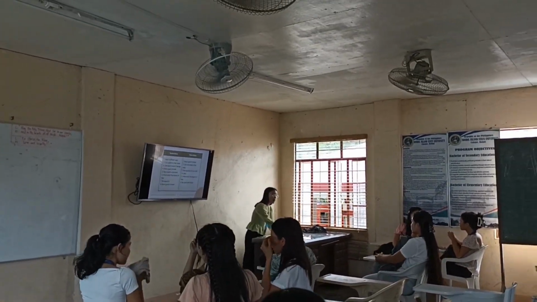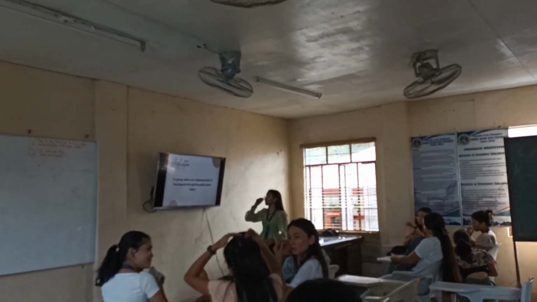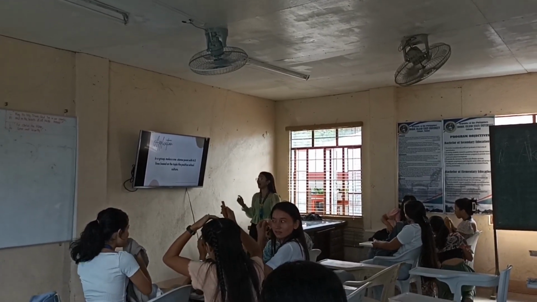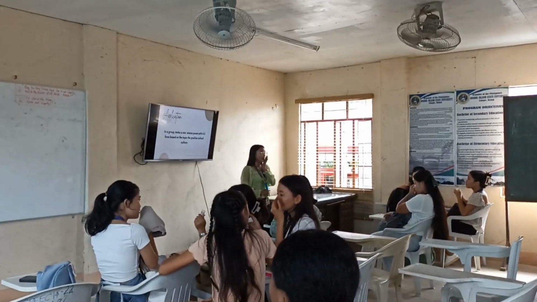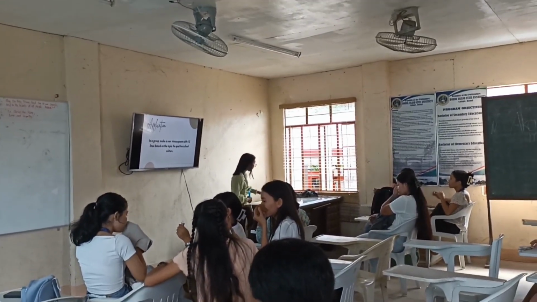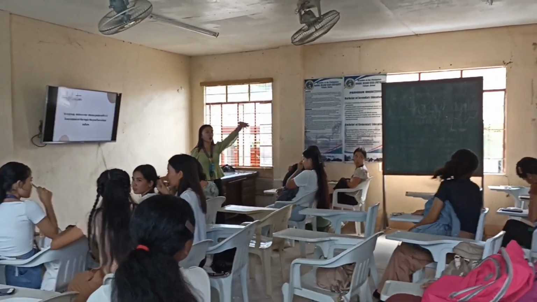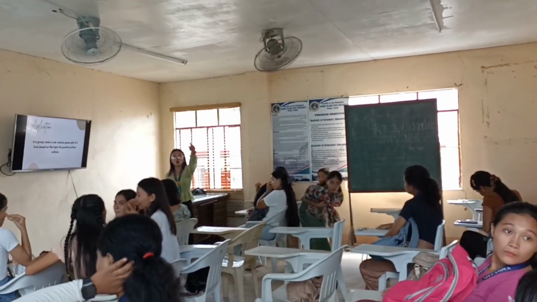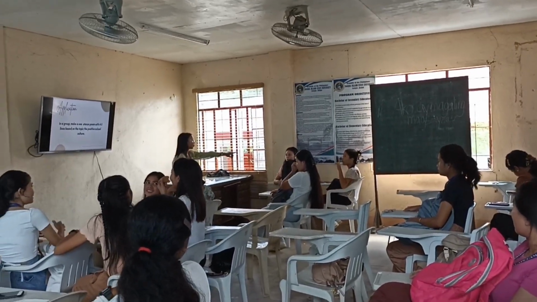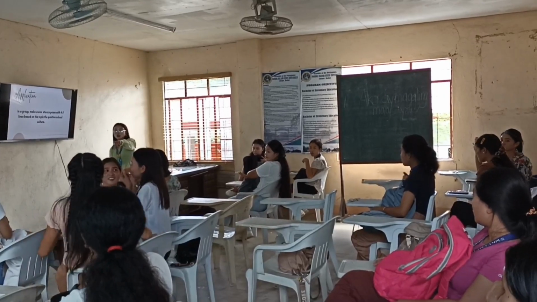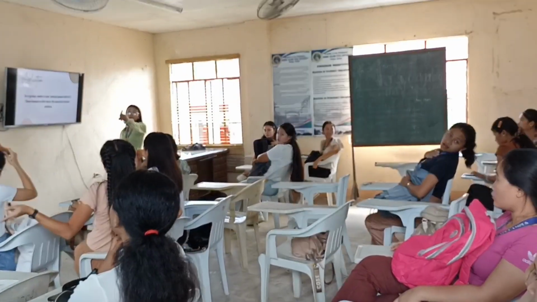Now let's proceed to our application. So in a group, make a one stanza poem with 4 to 5 lines based on the topic, the positive school culture. So let's count 1, 2, 3, 4 groups. Let's start counting from Ms. Sigolino. 1, 2, 3, 4.